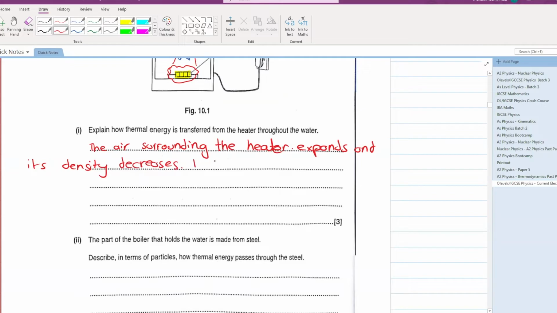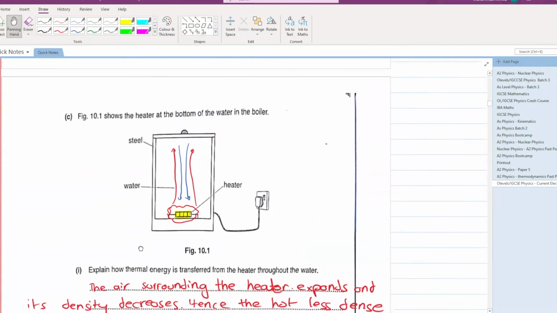Its density increases. This causes, hence you can say, hence the hot, less dense air rises up. And what will be your next point? You will say cooler, denser air. Oh, sorry. We have water in the beaker, right?